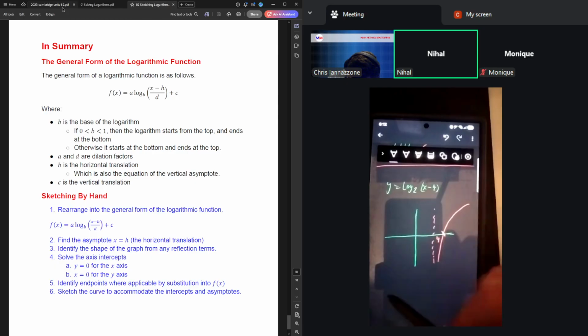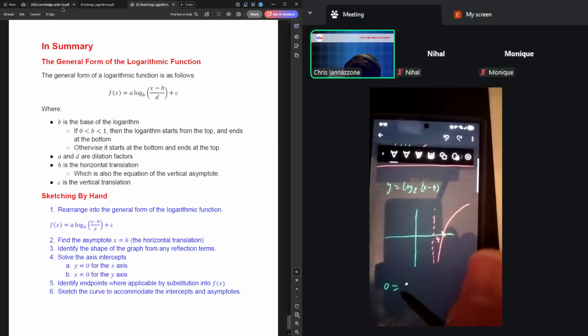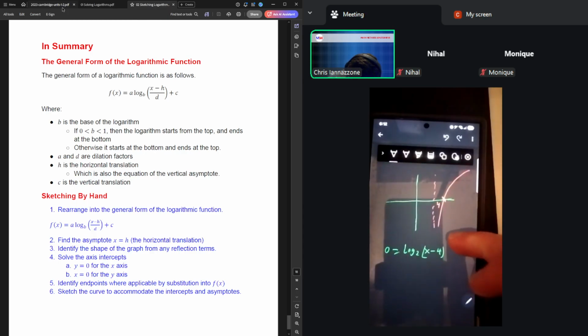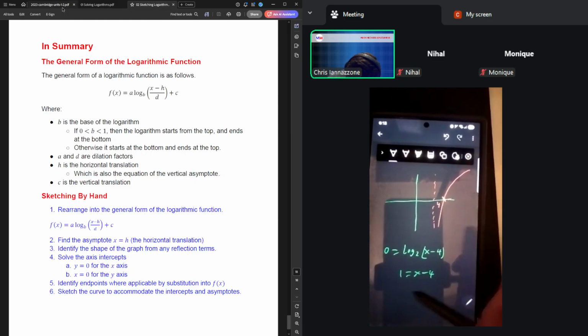Set the thing to 0. Yep, y equals 0, just like all the other graphs. 0 equals log 2 of x take 4. Solving for x is going to be a matter of what? X minus 4 is equal to 1. Yep, so flipping to the exponential form, you've got base of 2, power 0, which is why that's 1. And then whatever's in the brackets comes on the outside, leaving you with just x take 4 equals 1. And this is just linear, so x equals 5.